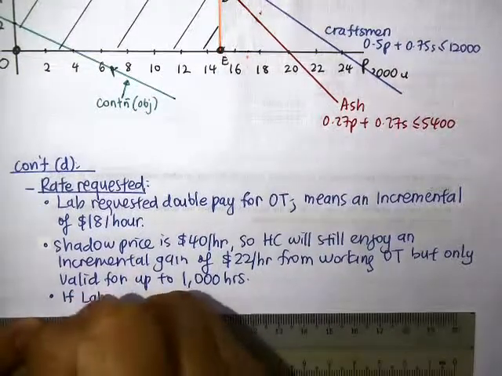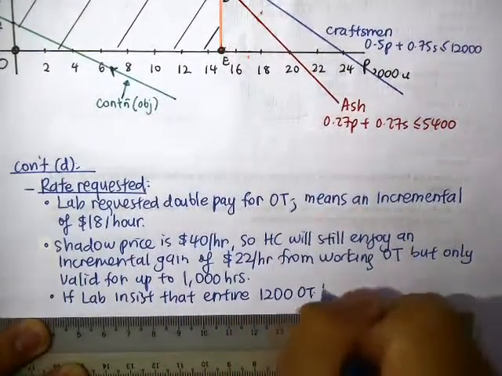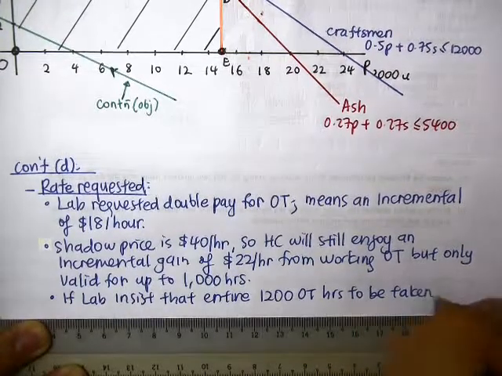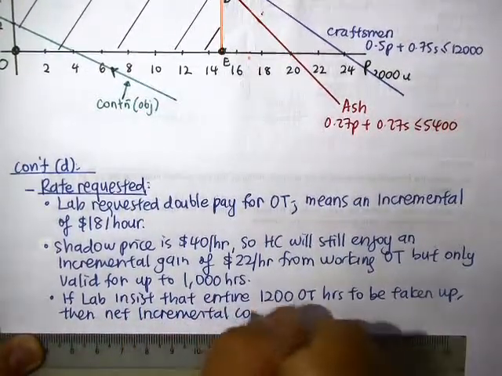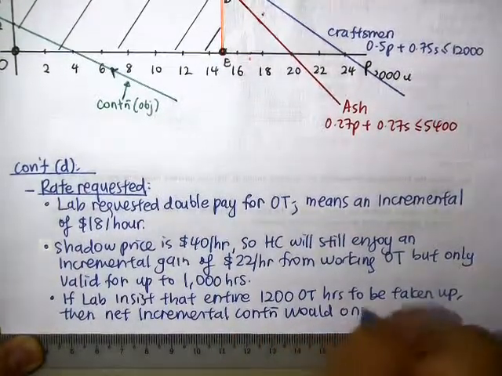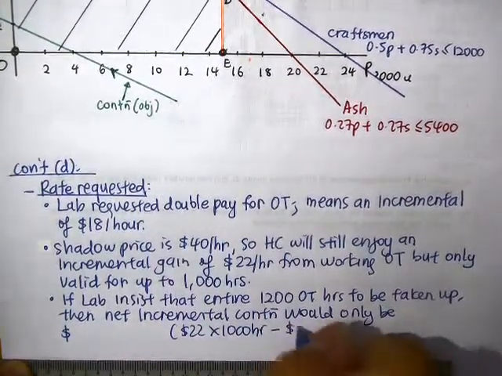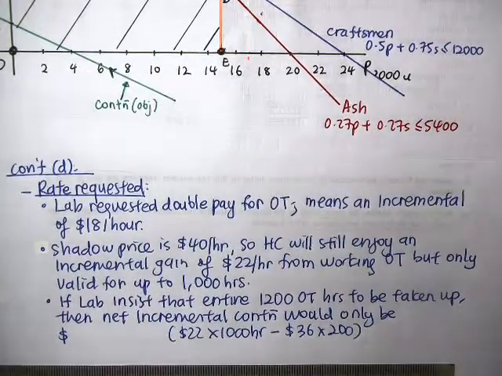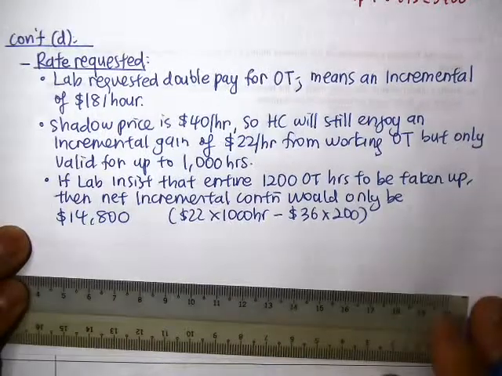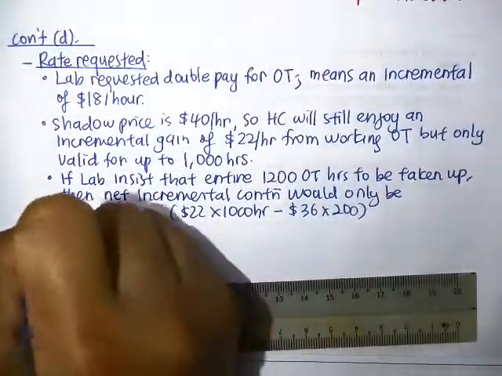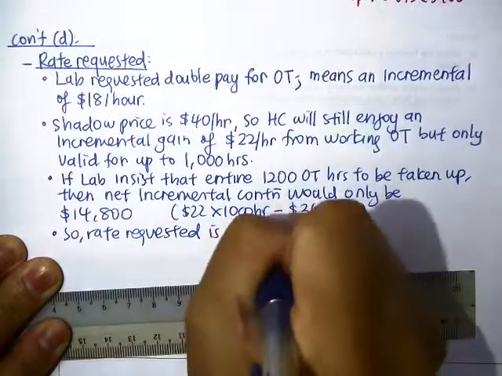Now, if the labor insists that the entire 1,200 OT hours be taken up, then the net incremental contribution would only be, so you will take 22 times 1,000 minus 36 times 200 long. So that's where we get 14,008. Now, meaning the rate is feasible. So the rate requested is feasible.